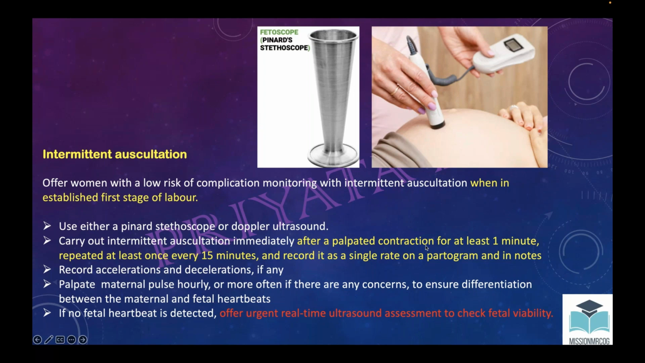It is palpated after a contraction, for at least 1 minute, and it is recorded as a single rate, and it is done every 15 minutes. What does it mean? Many times you will see people write a range, 140 to 150, so you are giving a range. That is not a correct calculation. You have to say either it is 144 or 147 or 146. So this kind of single rate you have to record.